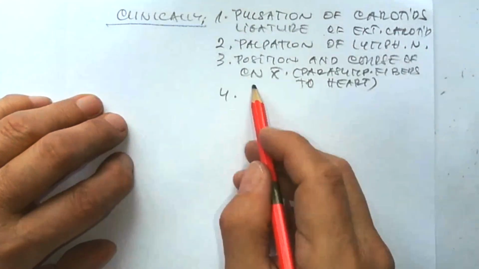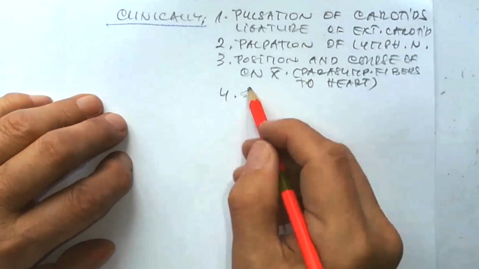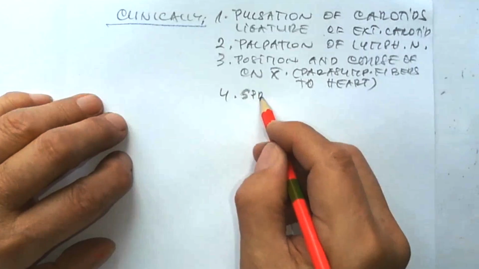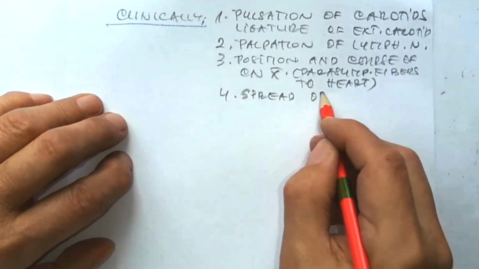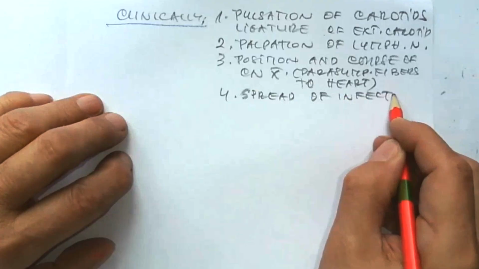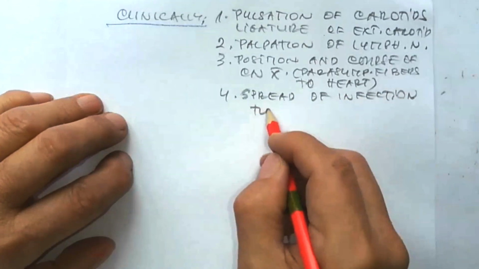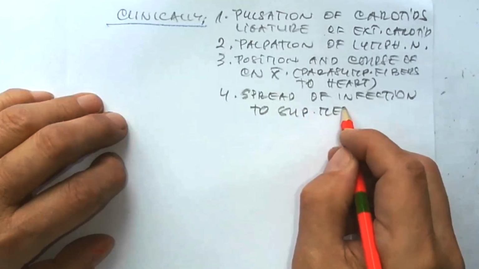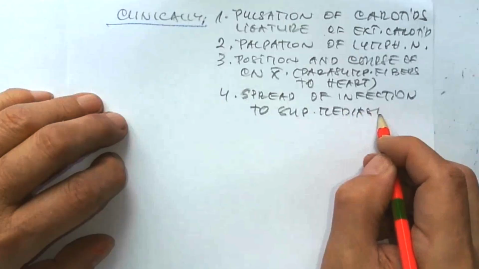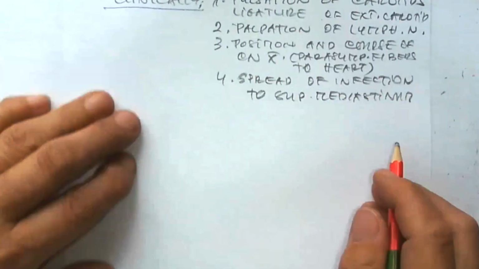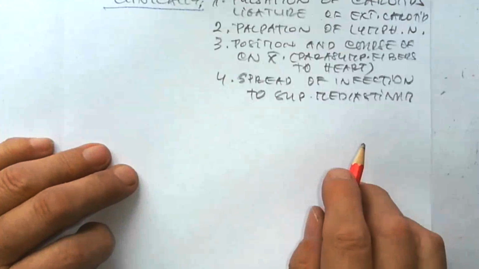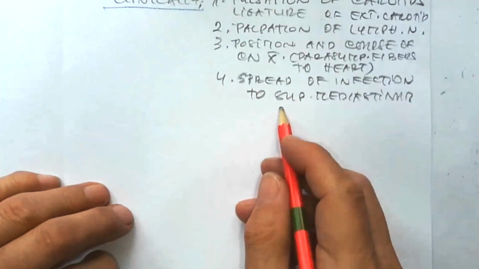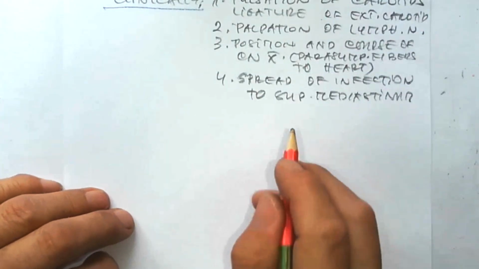Number 4 is the fact that from this carotid trigone the infection can fall, so spread of infection to a lower position, caudally to the superior mediastinum. We will speak about the mediastinum next week, together with the other topics concerning the topography of the thorax, of part of the thorax. Fine.